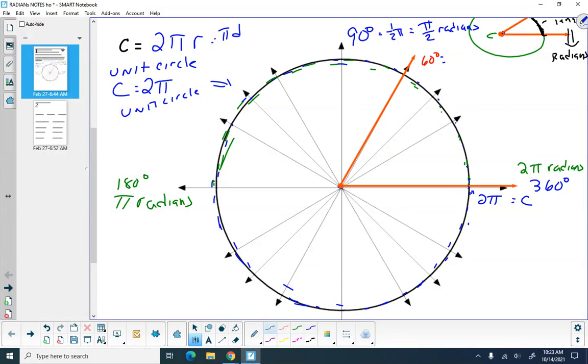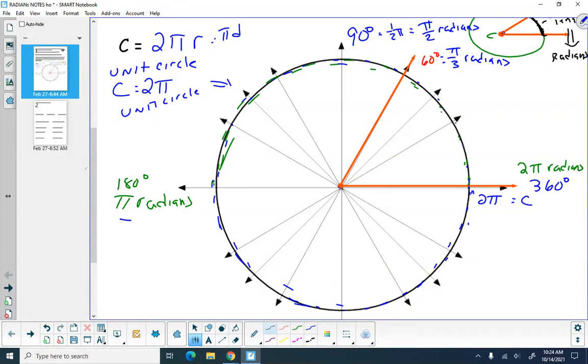A third. What'd you do basically? How'd you think that? You're exactly correct. How'd you think the process? Okay, divided 180 by 60, and you got 3. Or what would you have to do to 180 degrees to get to 60 degrees? What would you have to divide by? 3. So this would be pi over 3 radians.